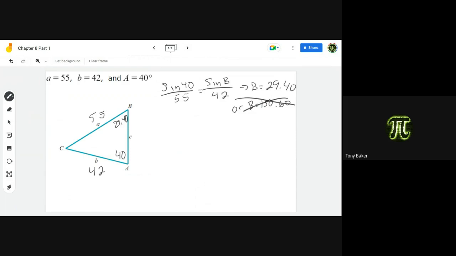All right, that's the check. Basically, just add it to A. If you can still subtract from 180, you have two answers. If you can't, then you only have that one answer.